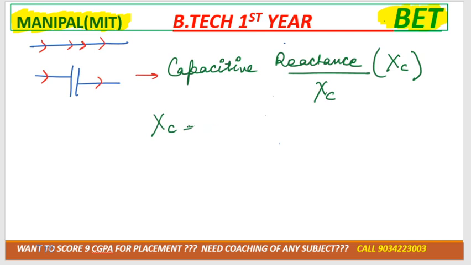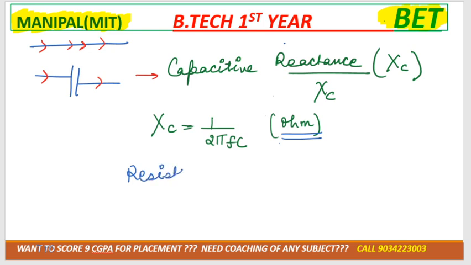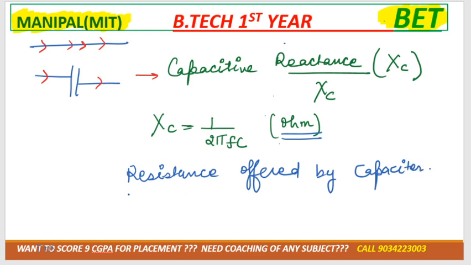Again, we'll have a particular formula for that. Xc is equal to 1 by 2 pi fC. It is also a form of resistance, so its unit is also ohm. If I write down the definition, it is the resistance offered by the capacitor that is known as capacitive reactance. Okay, understood this thing? Tell me.